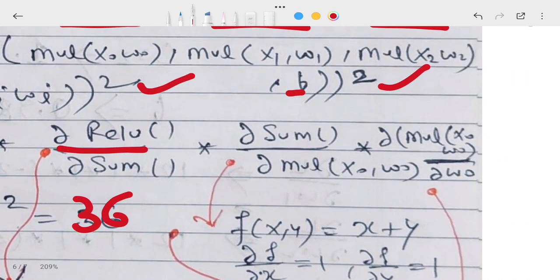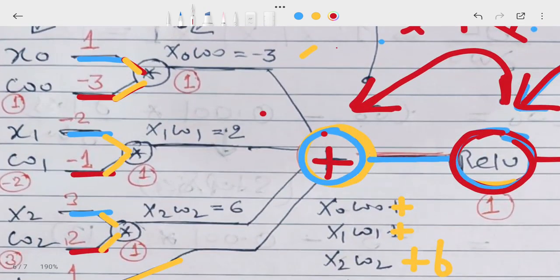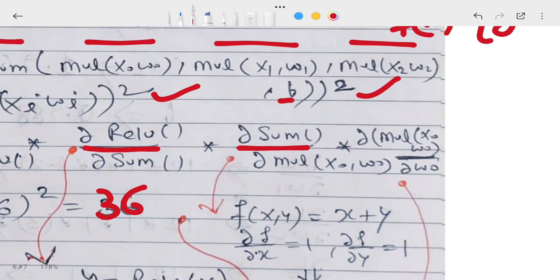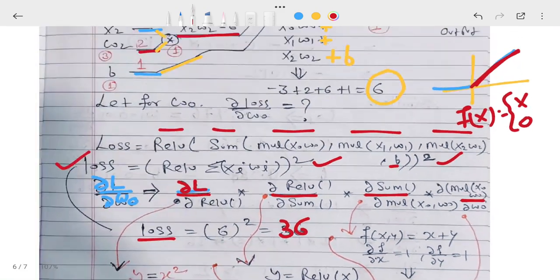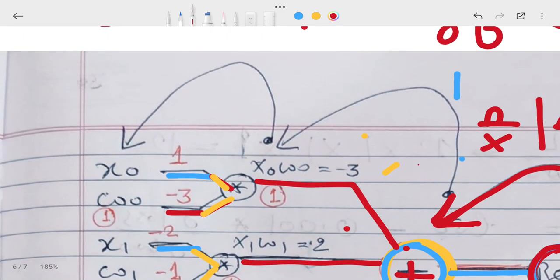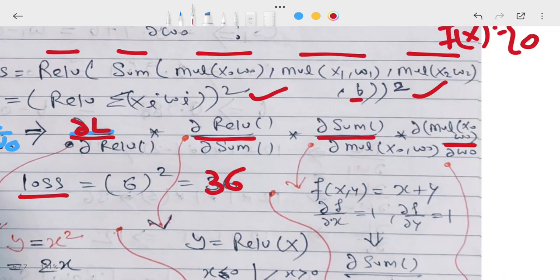Next, dsum upon dmul. Now see here, this is my sum, and after that I multiply. So dsum upon dmul. Here also multiply. At last, dmul upon dweight. You can see before multiply there is a weight, after multiply there is a weight. Done. If you understand the point, then if you have any issue, you can also check.